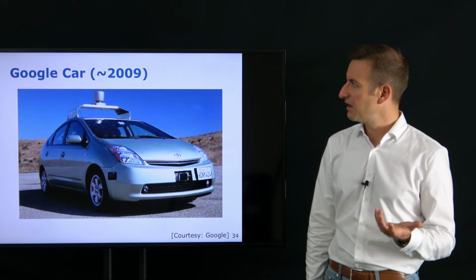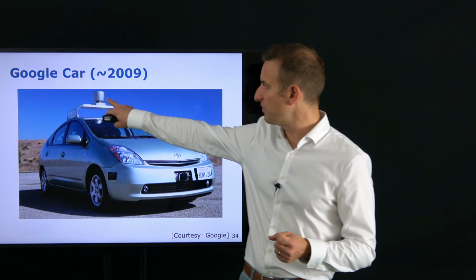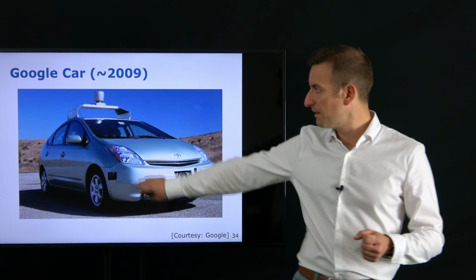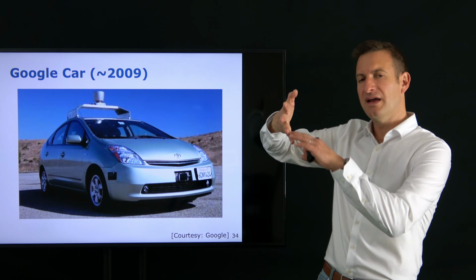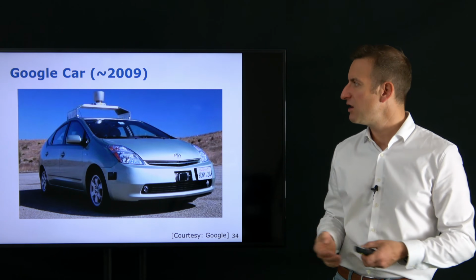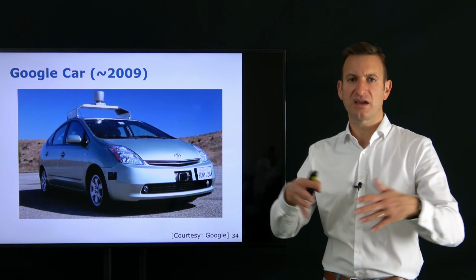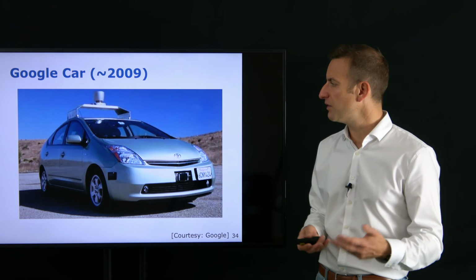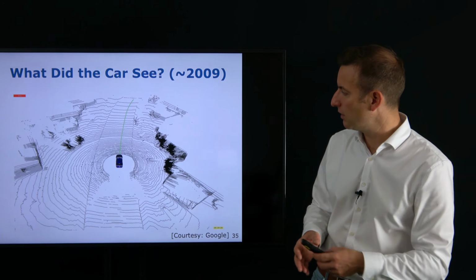This was, again, the first public demonstration in 2009. You can see a Toyota Prius, and the main sensor here is this 64-beam Velodyne scanner. It's a 3D scanner which has 64 laser beams and rotates, perceiving the world around it at 10 hertz, so 10 times per second you get a 3D point cloud of your surroundings. And this is how such a point cloud would look.